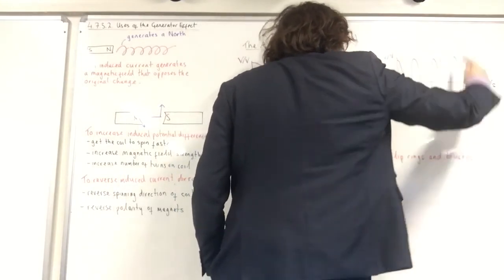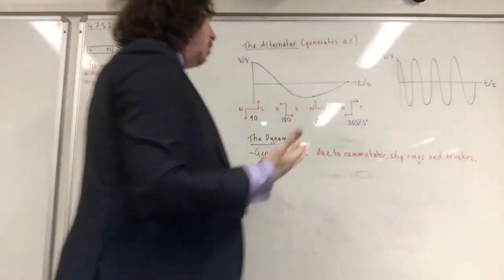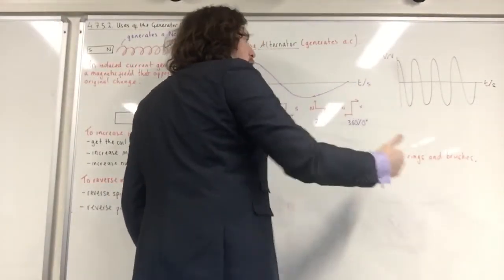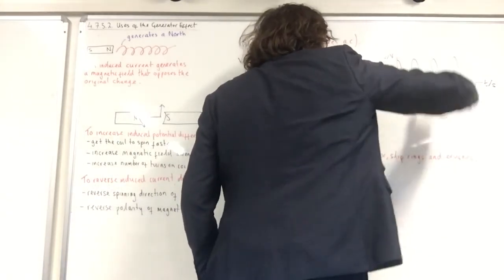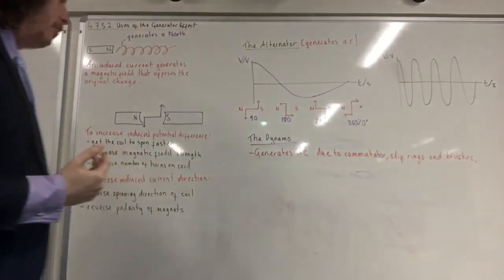So if you get a grade 9 question asking what happens if you get it spinning faster, draw the graph, you need to have higher peaks and lower troughs, and you need the waves closer together.